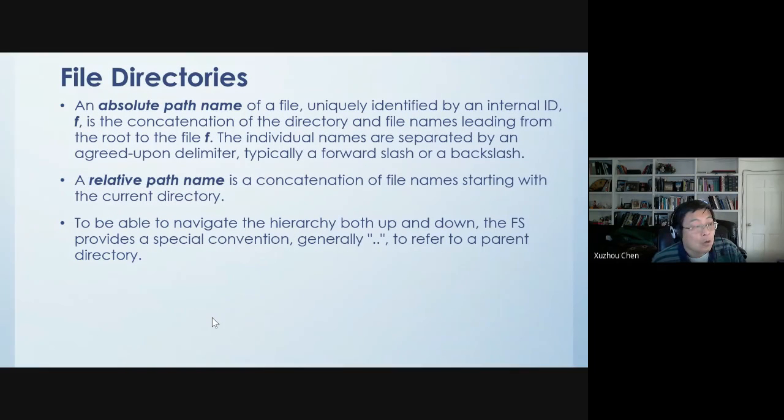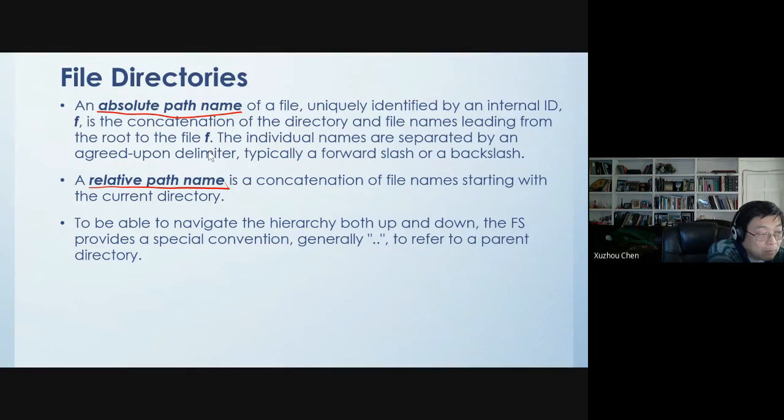Okay. Now, with the file directories, you can specify a particular directory or particular file using something called a path name. One is called the absolute path name. The other one is called the relative path name.